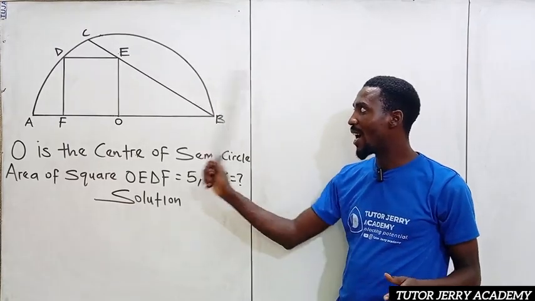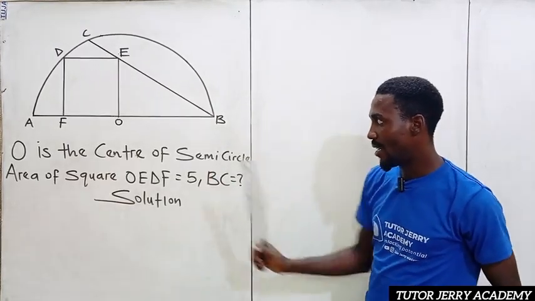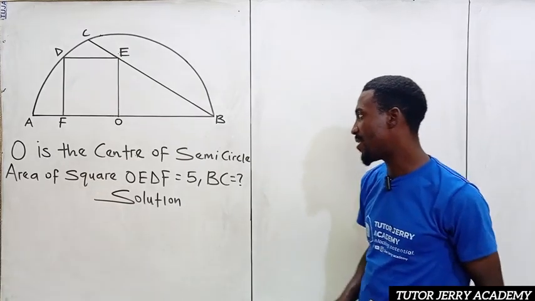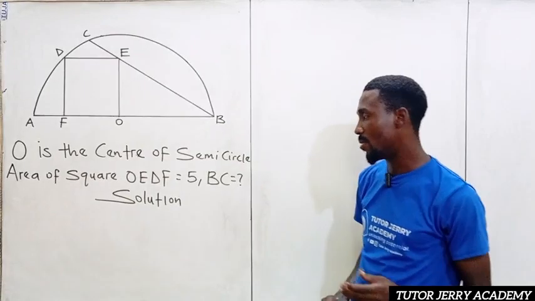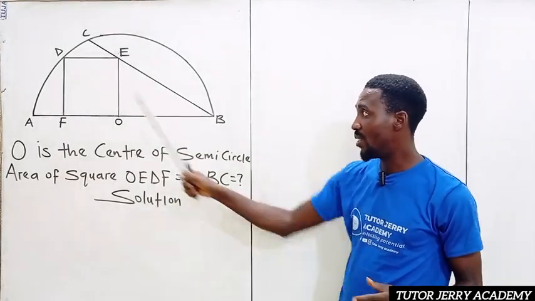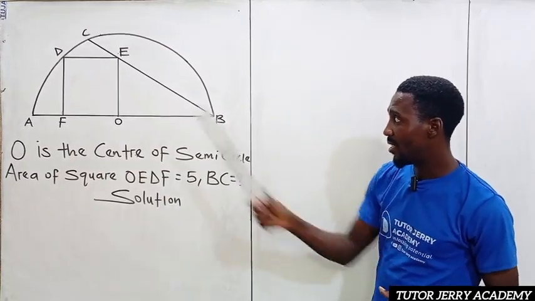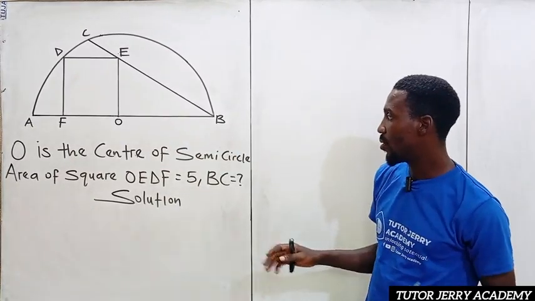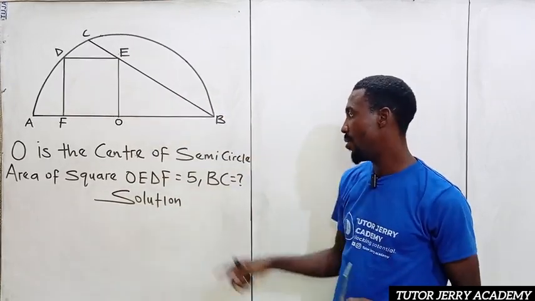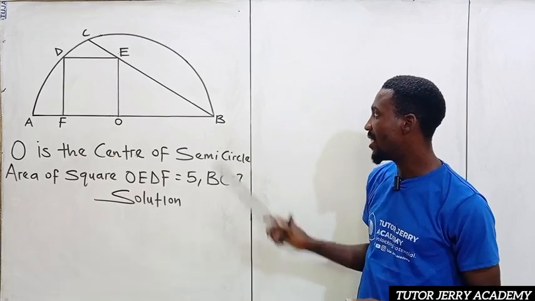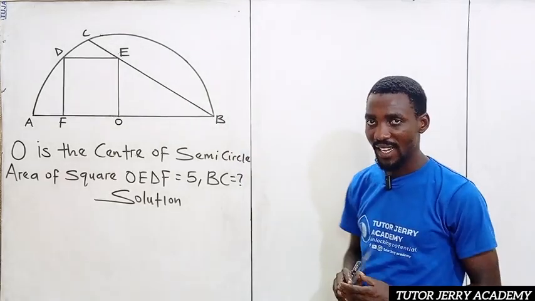Alright, we look at the diagram above and they said O is the center of the semicircle. Of course, this diagram is a semicircle which we have a square in it. We are given the area of the square OEDF to be 5, and we want to find the length BC.